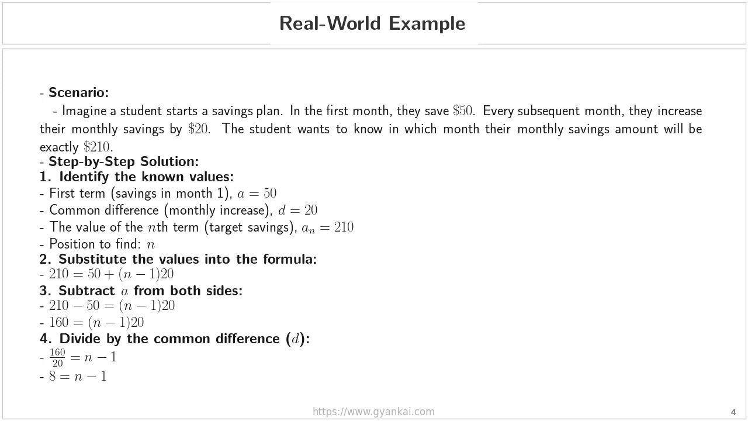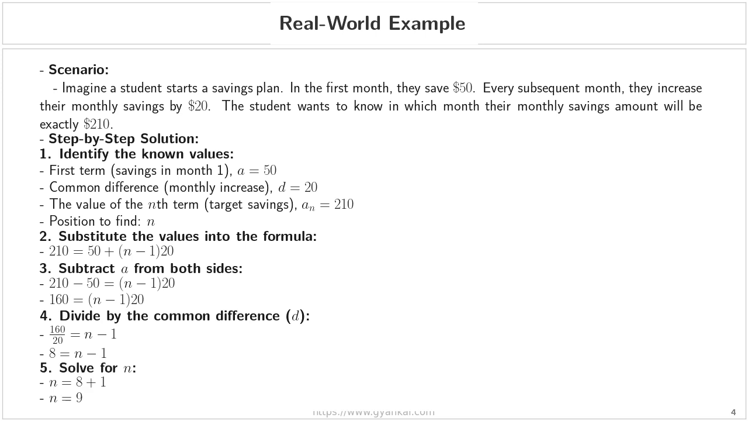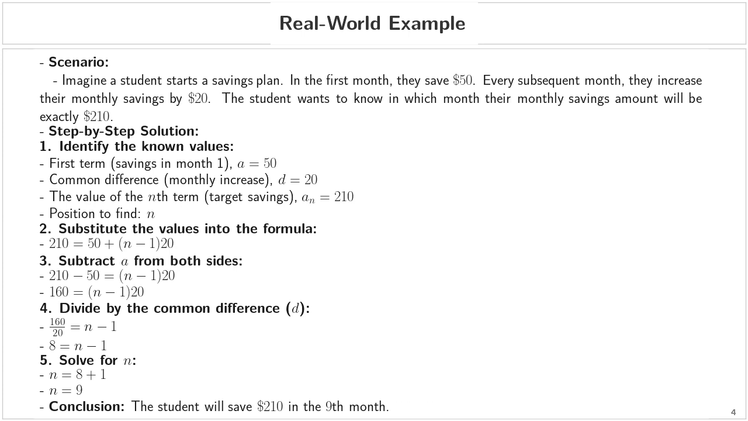Step 4, next, we divide both sides by our common difference, which is 20. 160 divided by 20 equals 8. This leaves us with 8 equals n minus 1. Step 5, finally, we isolate n by adding 1 to both sides. 8 plus 1 gives us 9. Therefore, n equals 9. To conclude our calculation, we can see that the student's monthly savings will reach exactly $210 in the 9th month. As we move to the next slide, I want you to pay close attention, because while this calculation worked out perfectly, there are a few common pitfalls that could lead you to the wrong answer.